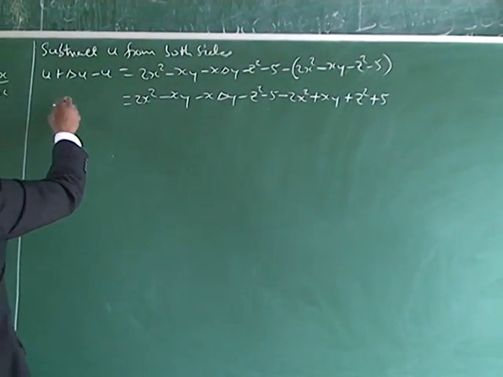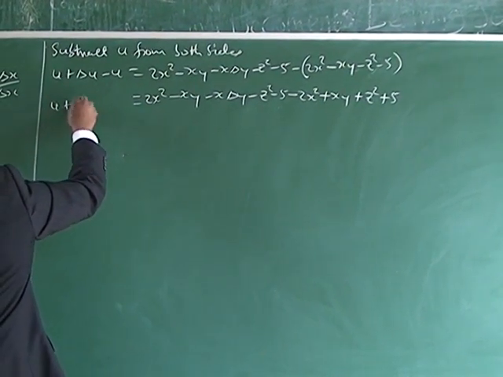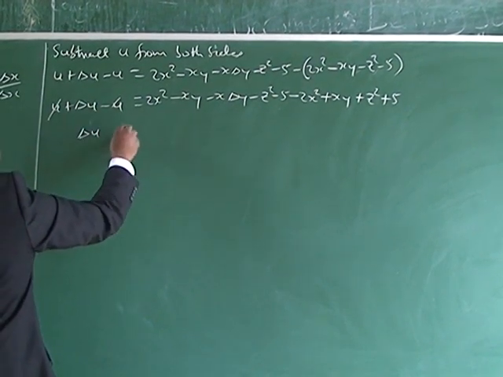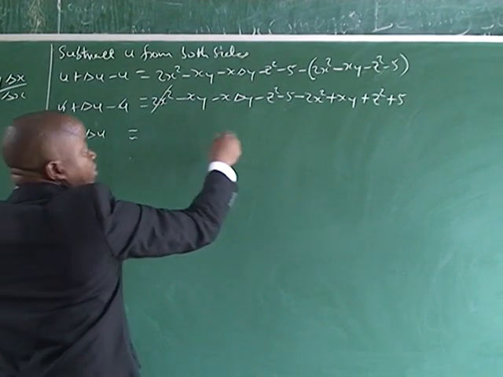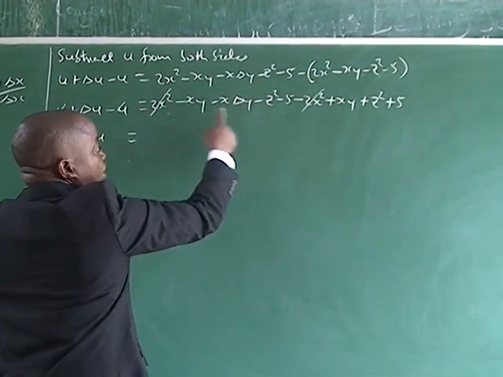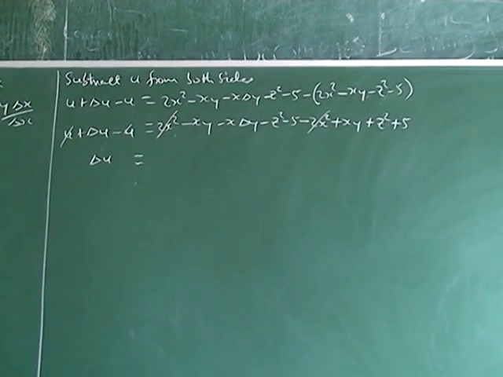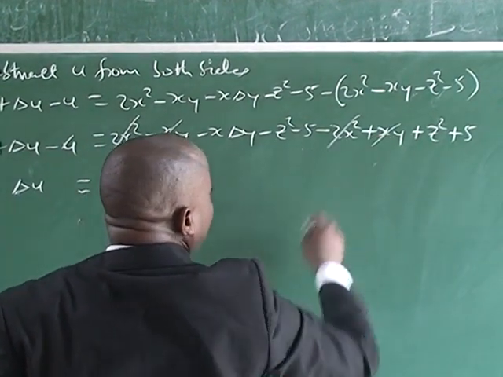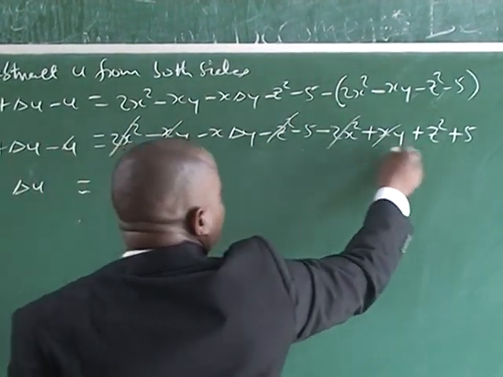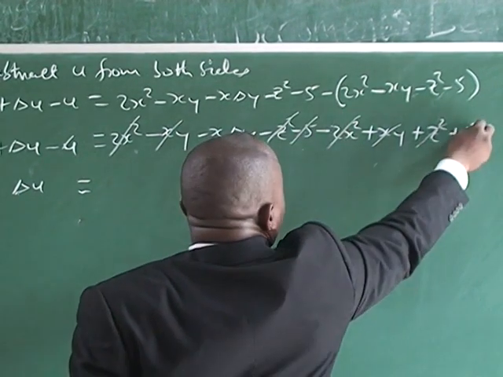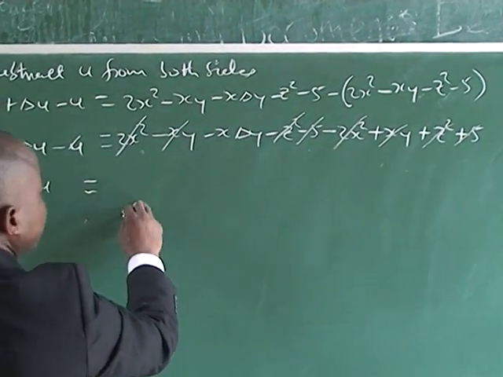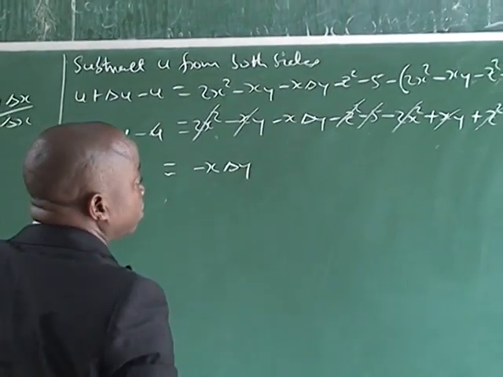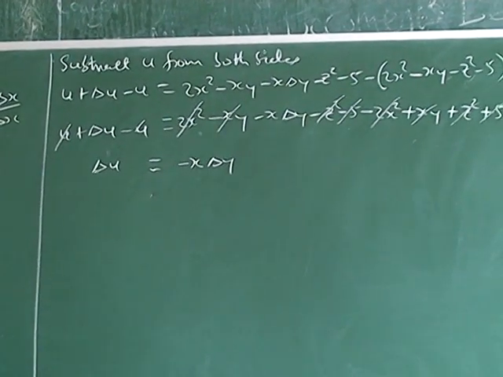Okay, so now we see that u plus change in u minus u is equal to this. So this and this can go, then we have change in u. In here we have x squared and minus x squared, so these can cancel themselves. We have xy minus xy. We have minus z squared and plus z squared. We have minus 5 and plus 5. So the thing that remains there is minus x change in y. Yes, that is what remains. Minus x change in y.